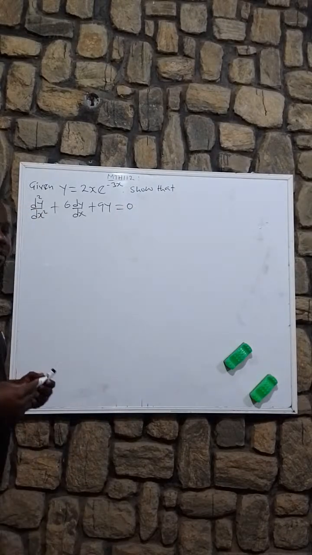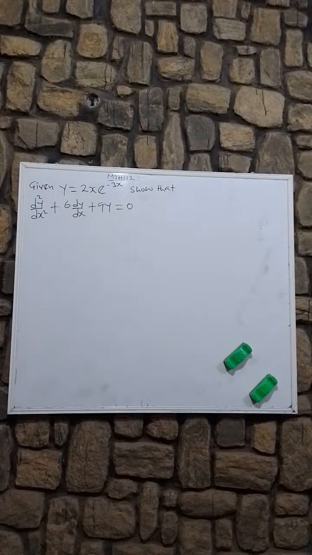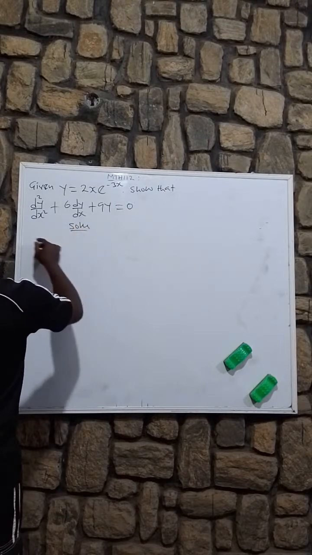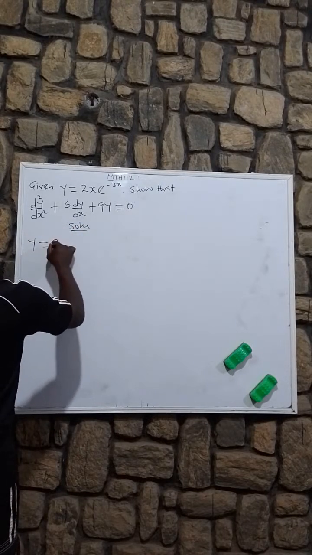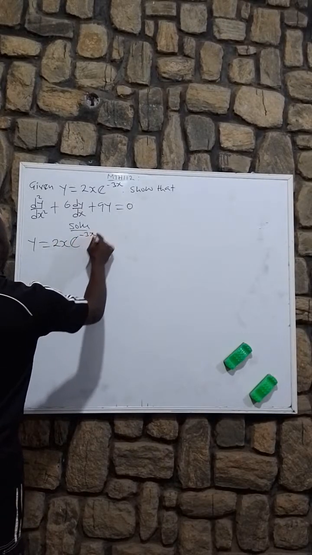It's simple as ABC. We'll look at it together. Is that clear? It is not difficult. We'll look at it together. So let's write the solution. y is equal to e to the power of minus 3x.